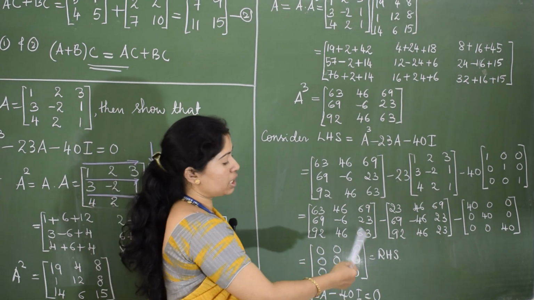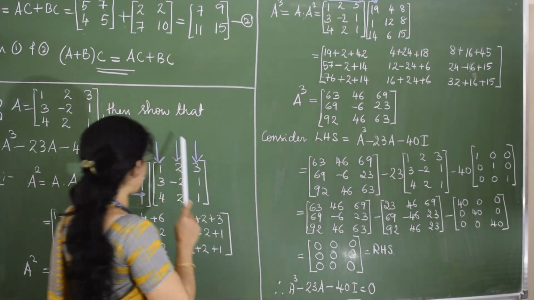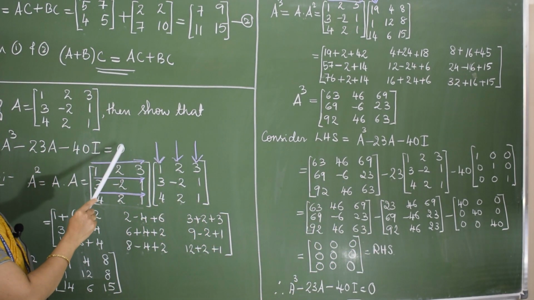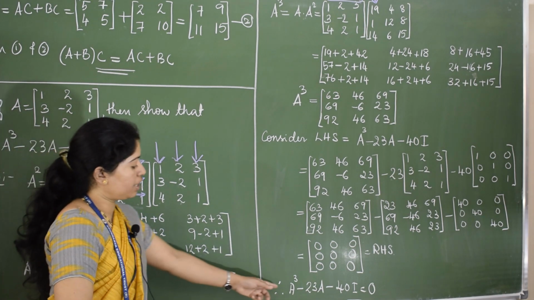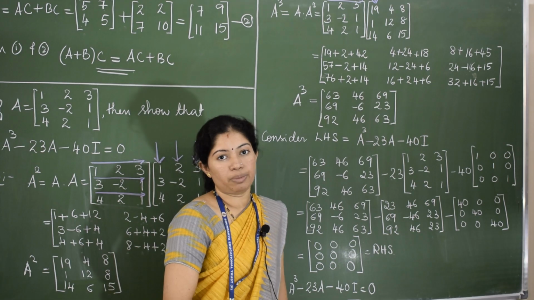So we got a null matrix, a 0 matrix. That is nothing but our RHS. This 0 is nothing but 0 matrix. So we showed A cube minus 23A minus 40I is equal to 0 matrix.